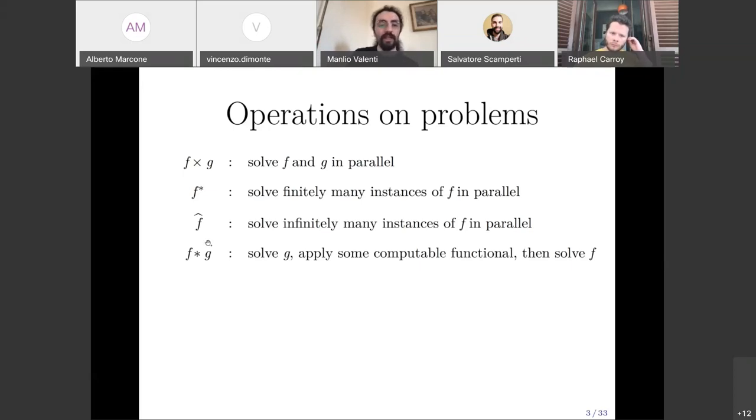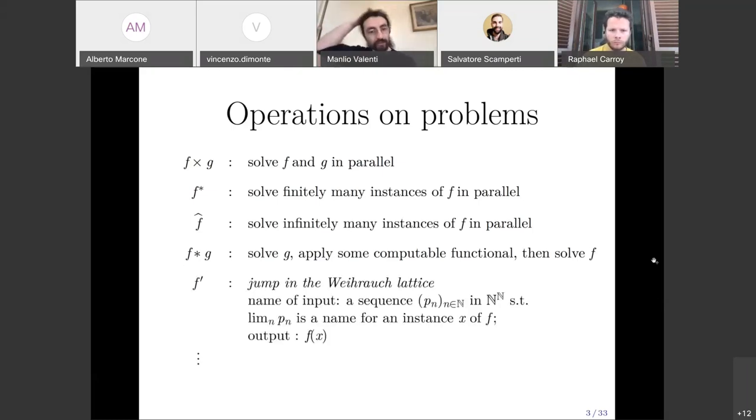This star here is called compositional product. Intuitively, it captures the idea of applying G first, then doing something computable, and then applying F. So if you want, you solve G and then F in series. This is somewhat like the composition of two problems, but you're allowed to do something computable in between, just to take care of possible small differences, maybe the fact that the codomain of G doesn't really match exactly the domain of F.